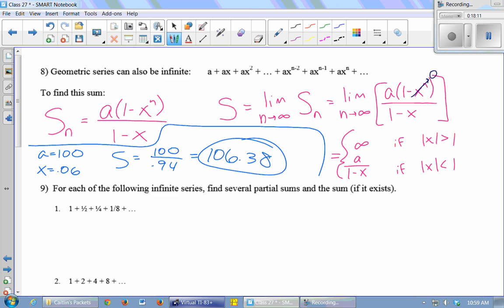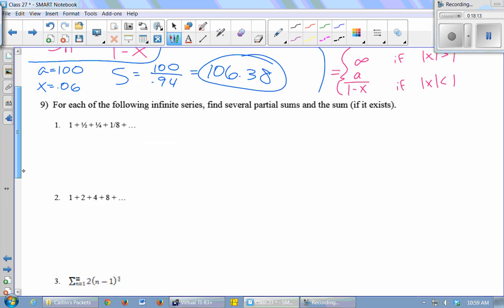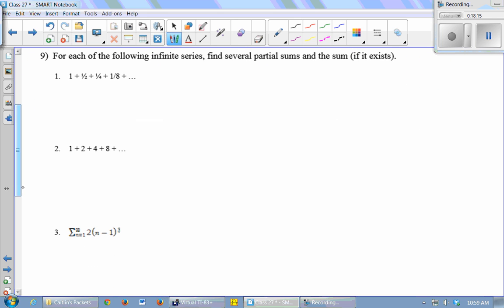All right. I'm going to do a few of these with you, and then I'll let you do the last couple on your own. For each of the following infinite series, so adding up an infinite number of things, find several partial sums and the whole sum of the infinite series, if it exists. So I have 1 plus a half plus a fourth plus an eighth. So, several partial sums. S1 would be 1, right?